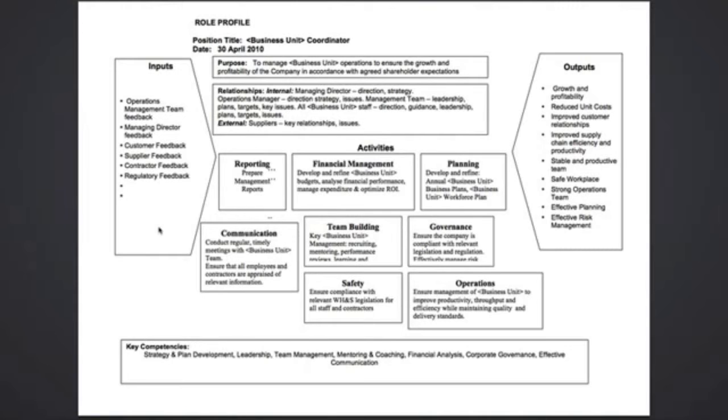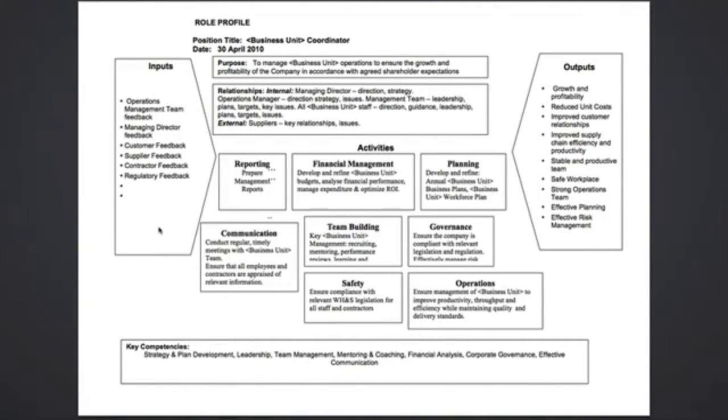Once I've got all the activities, I can do a bit of a cross-check and ask: will those activities, A, deliver the purpose, and B, deliver the outputs that we're looking for? I'll go through each output and make sure there's at least one activity, because often there's more than one activity that will deliver a particular output. So there's at least one activity per output, and we're doing that.